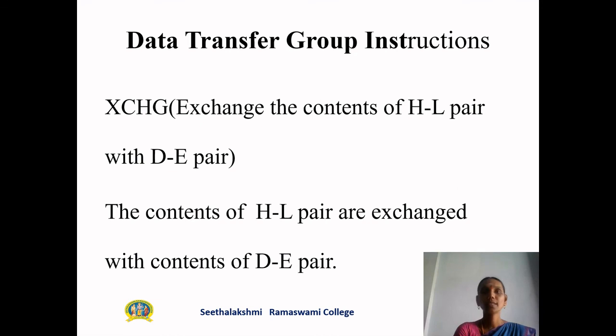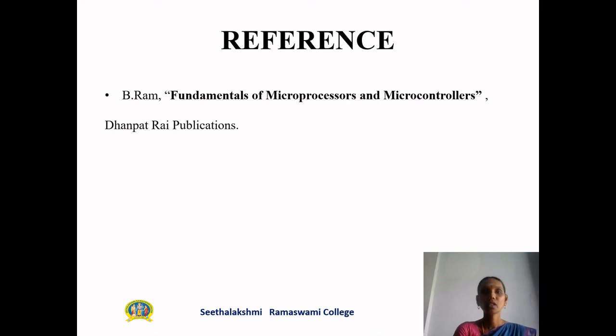The last data transfer group instruction is XCHG, which means exchange the contents of HL pair with DE pair. In this session, we learned the execution of different data transfer group instructions.